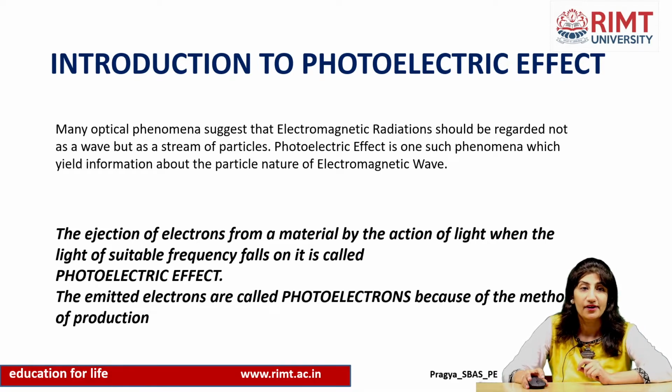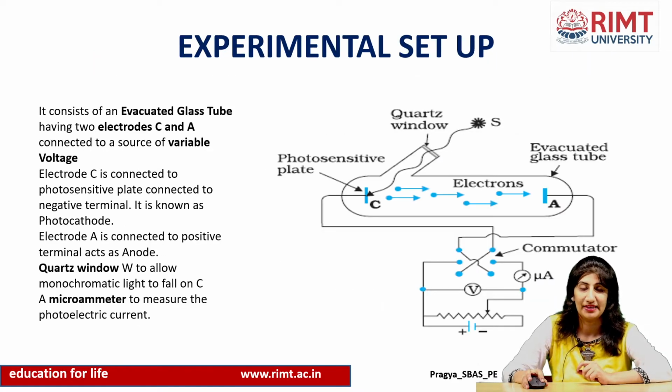The phenomenon of ejection of electrons from a material by the action of light, when light of suitable frequency falls on it, is called the photoelectric effect. The emitted electrons are hence called photoelectrons because of their method of production, because they are produced when the photons or the light fall on them.